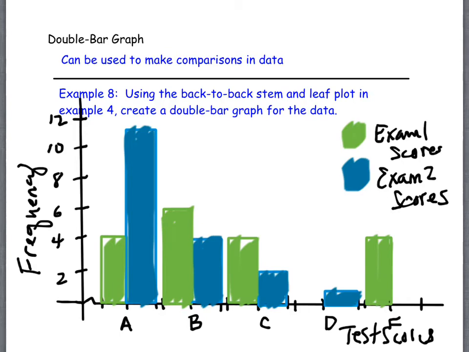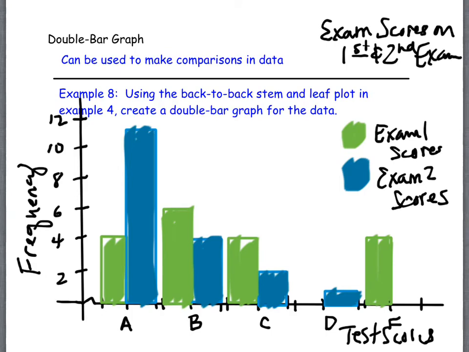And we can use similar titles to what we did back in that back-to-back stem and leaf plot. What do we use for our title over there? Exam scores on what, Beth? Okay, so normally you'd write the, are you okay, Beth? Yeah. Okay. Normally we'd write that down closer to the graph, but I'm kind of out of space here. But the title for this graph is these are exam scores on first and second exam. Make sense? Okay.